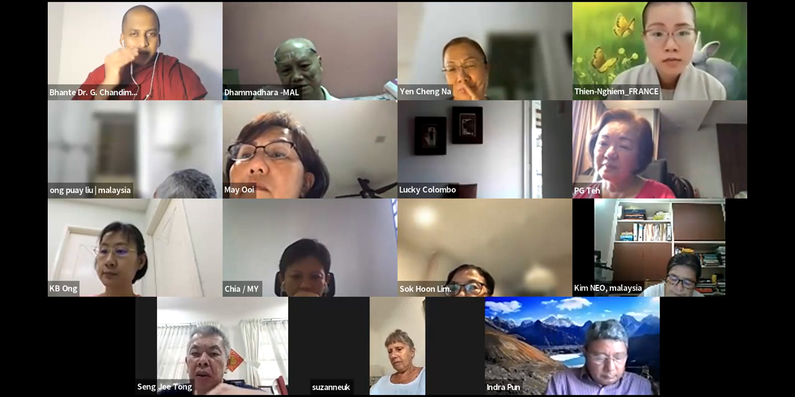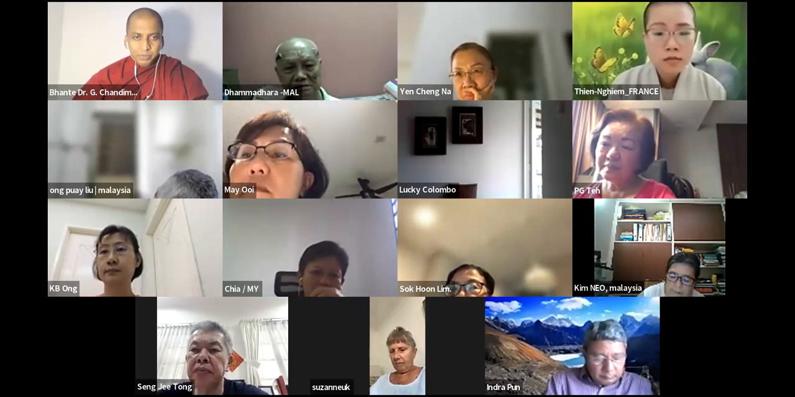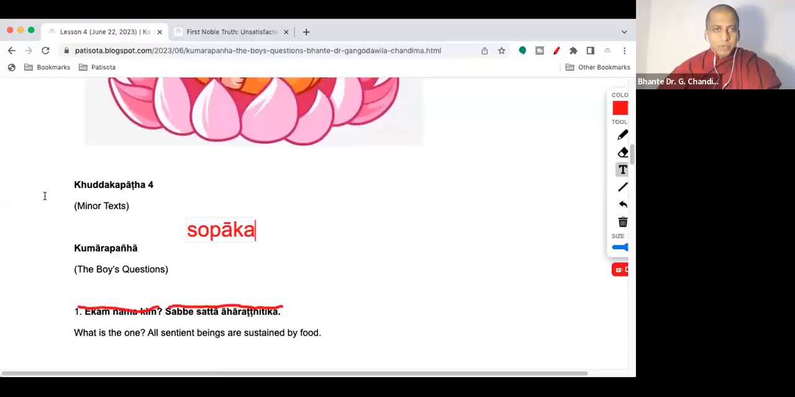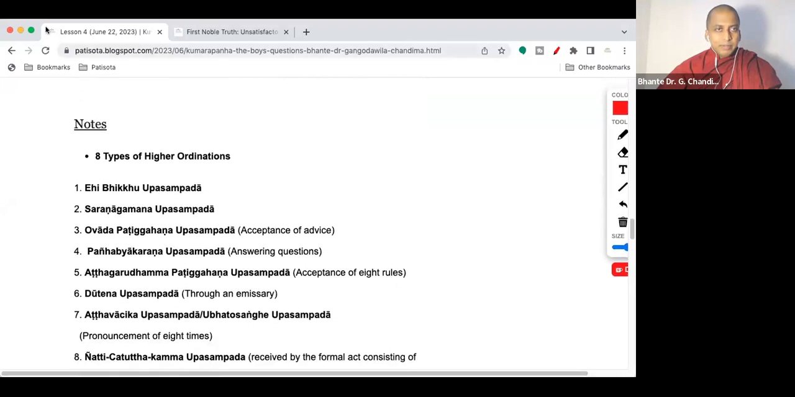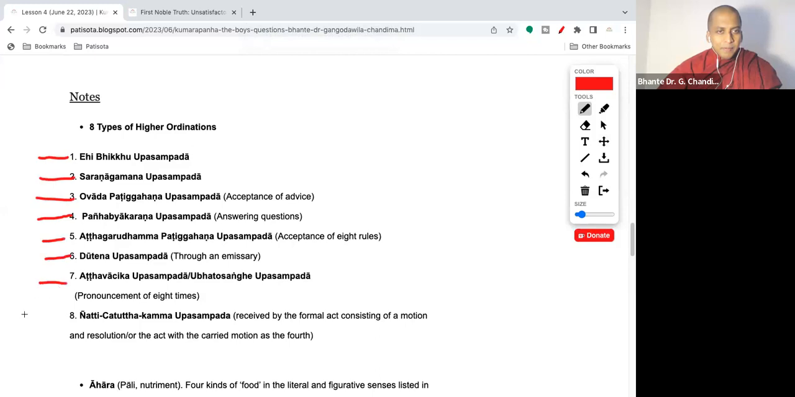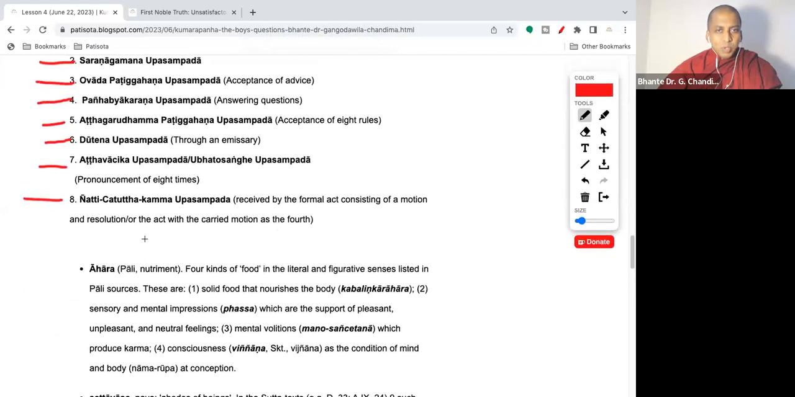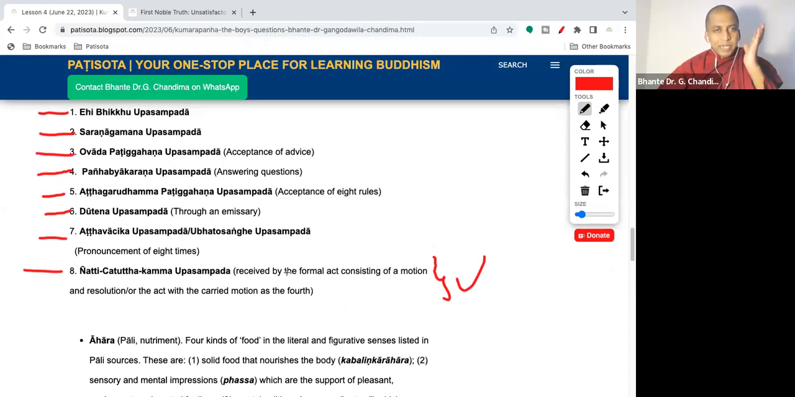So there are different types of higher ordinations. I think I can show you here before we jump onto these things. You can go down. All right. I put them under notes. 8 types of higher ordination. Now, this is the only higher ordination we have now, the 8th one, Nyattikamma. This is the one that we use in today's world, anywhere in the world.